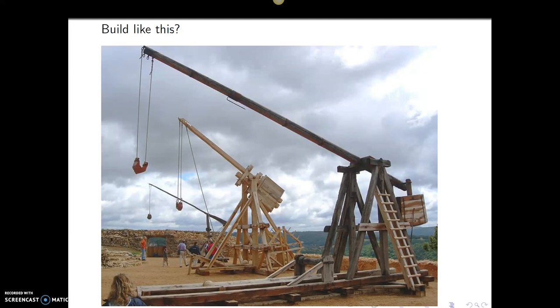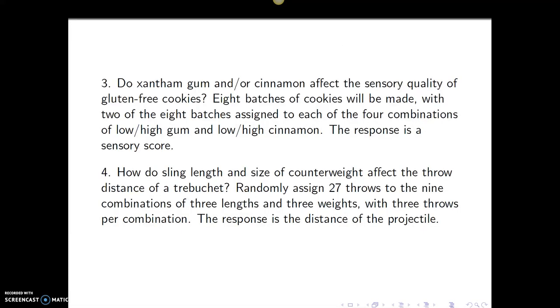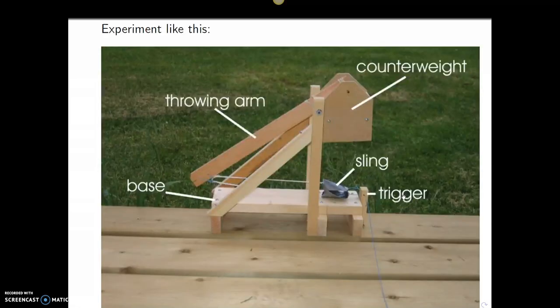So let's go back and read the problem now that I kind of know what I'm talking about. We have a random assignment of 27 throws to the 9 combinations of 3 lengths and 3 weights. So that's 3 times 3 gives you 9 treatment levels. This is a factorial design that we'll talk about later in the course. The response is the distance of the projectile. So we want to find which combination of length and weight gives you the maximum distance. Maybe you want minimum distance, I don't know. But the point is that these levels are randomly assigned to all the different throws.